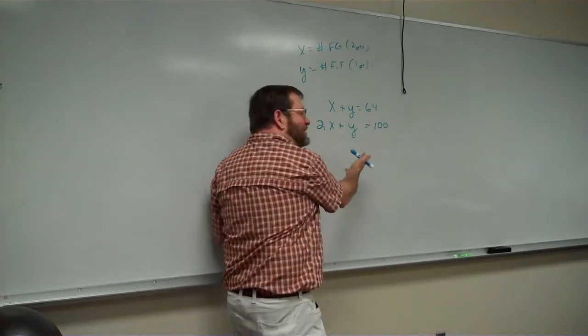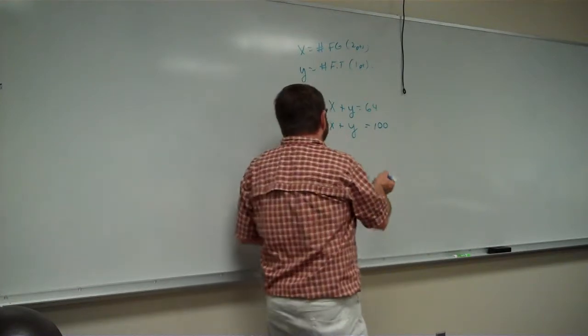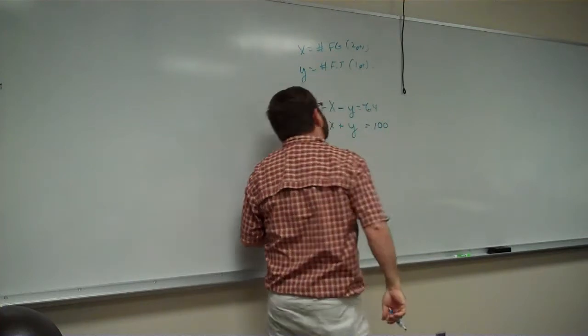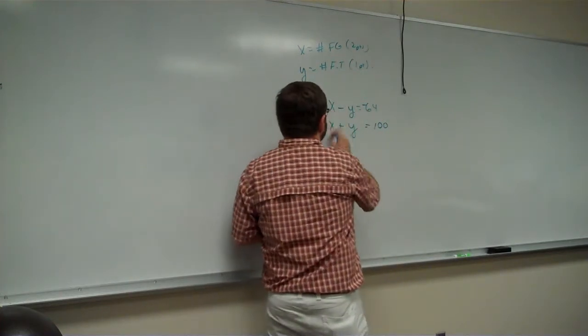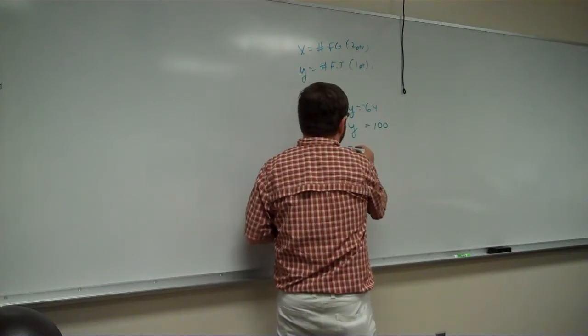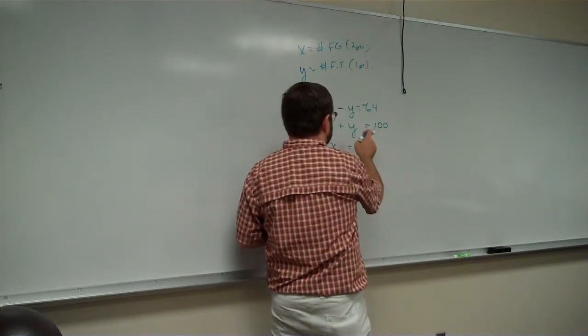Once we got it into this form, it's not going to be all that hard, right? I mean, here, let's make this negative x minus y is negative 64. And let's add these two equations together to get a new equation, which will be x equals 32.